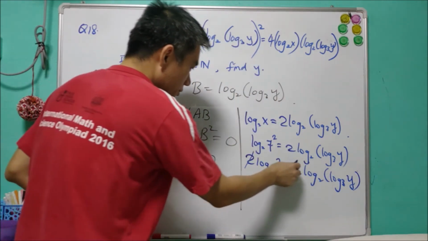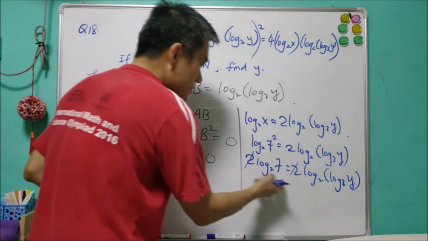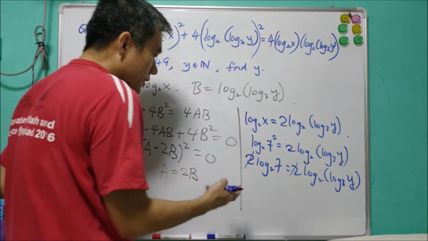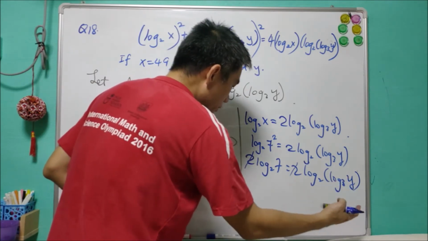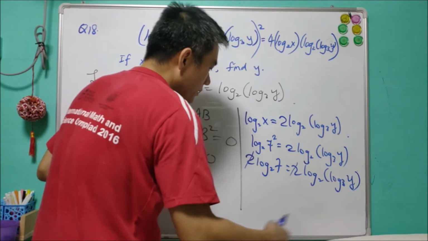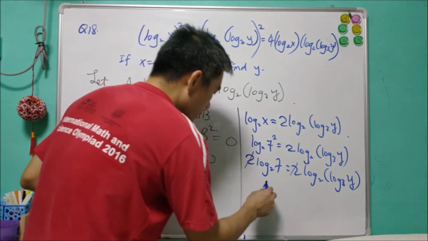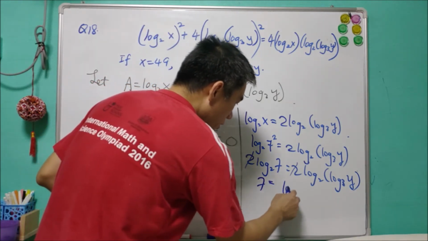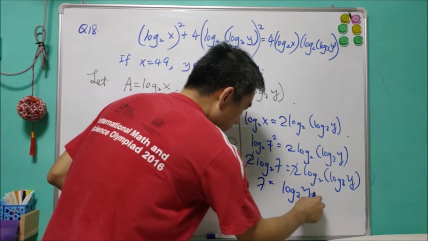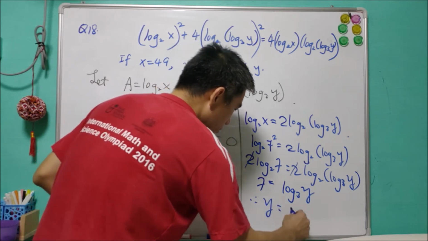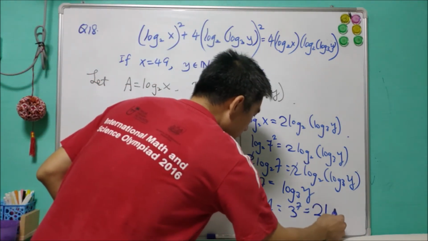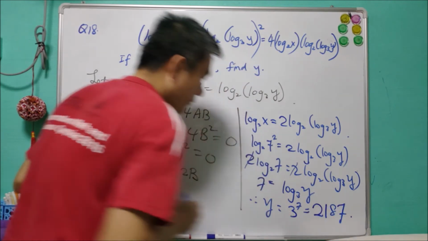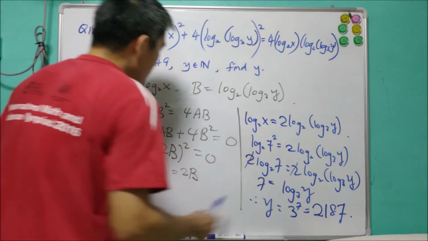We can cancel the 2, but usually we don't cancel log₂. We only say that if log₂p equals log₂q, then p equals q, because the function log₂x is one-to-one. So in this case, 7 equals log₃y, and therefore y equals 3 to the power 7. For some calculation, it should be 2187. We get the answer 2187.